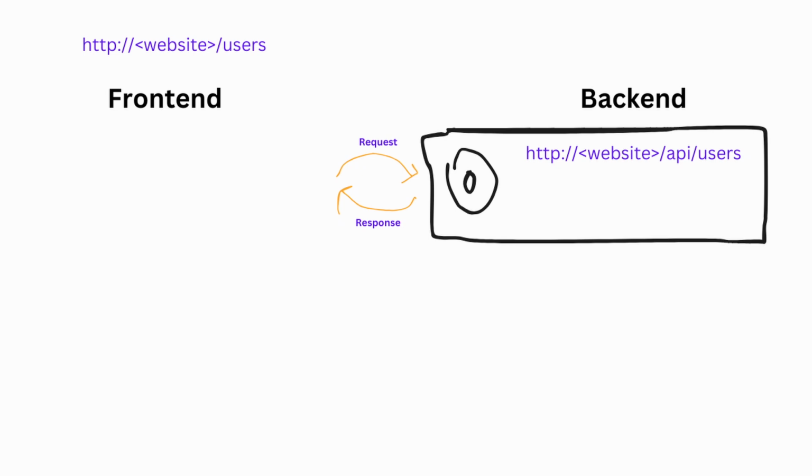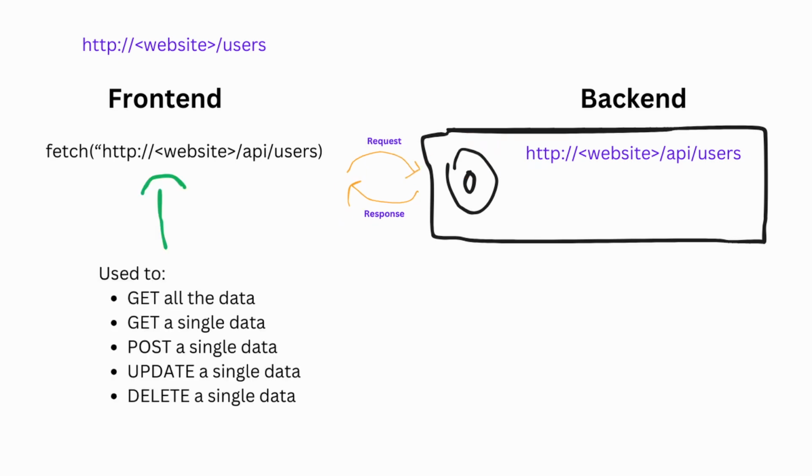The key to open the backend routes is the function called fetch, which is used in the frontend. This is where the magic happens. In the frontend, the fetch request is called with the API route inside it. Take note it is /API/blah blah. In this case, it is users. This fetch request will go to this API route and access the things inside it. So far so good. Now, this fetch request is used to get all the data, get a single data, post a single data, update a single data, and delete a single data from the database for each route.